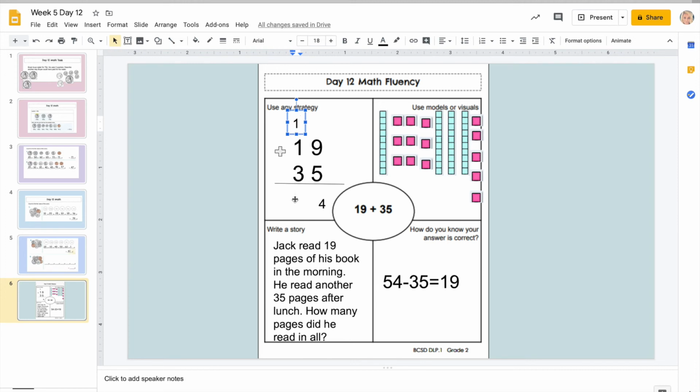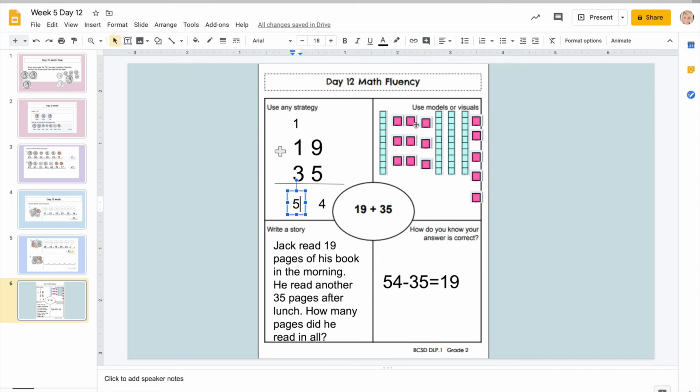Now we need to add and find the sum of the tens column. So we have a 1 and a 1. We know 1 plus 1 is 2. And if we have 2 of something and we're adding 3 more, we have 2, 3, 4, 5, we know that our answer is 54. So 19 plus 35 is 54.